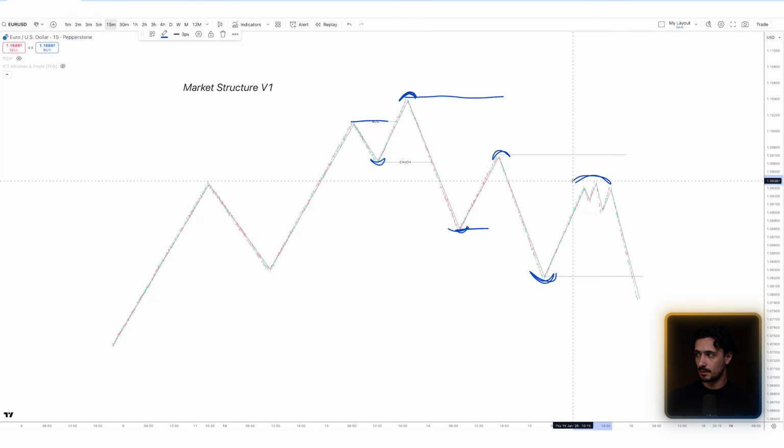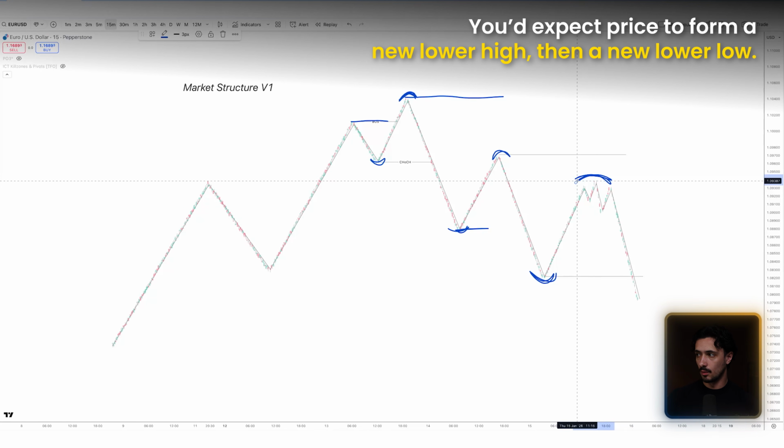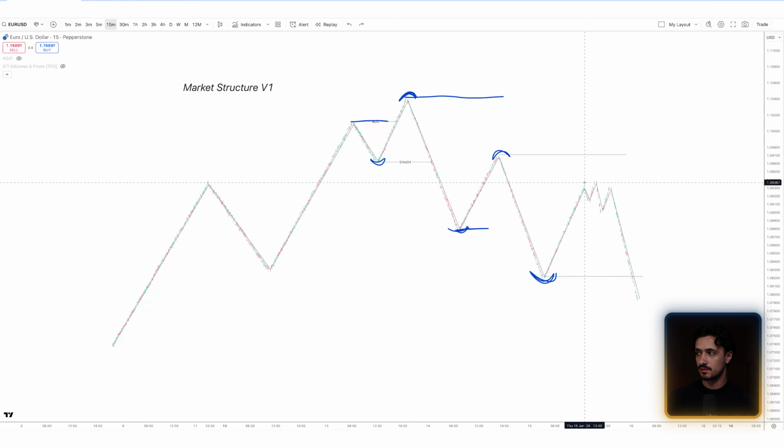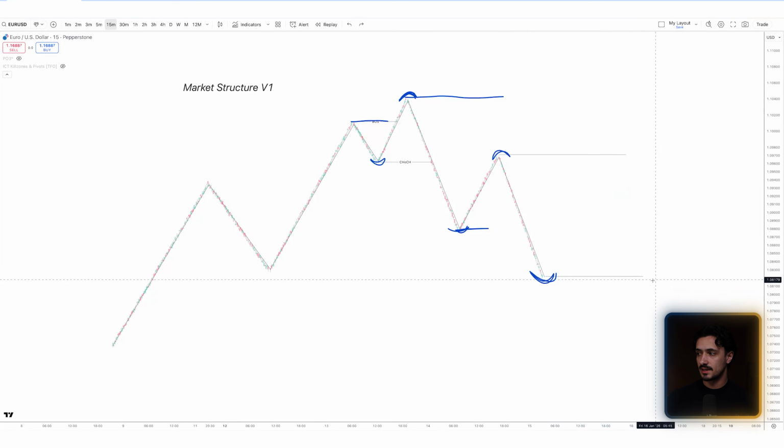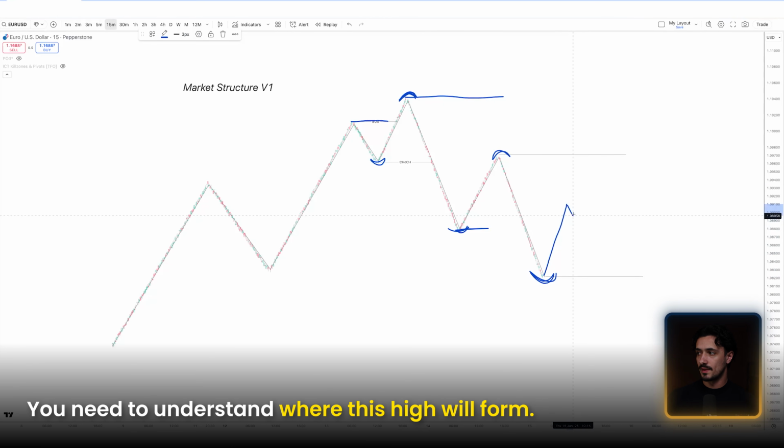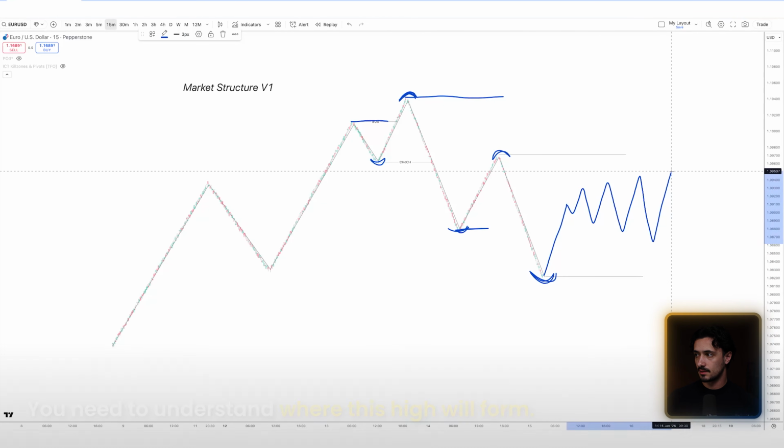You'd be expecting price to put in a new lower high and then a new lower low. And all your job is to try to find this high and try to sell at that high and take out this low. Like, trading is that simple. And that is why the structure is so important. The thing is though, you need to understand when this high will be, because sometimes you might get something like this, right? And all of these highs were fake highs.